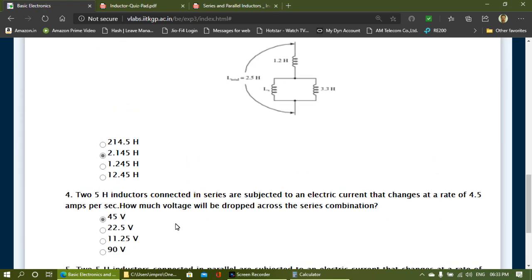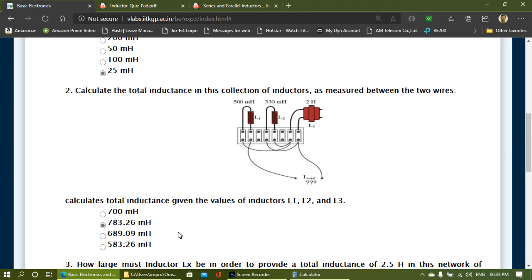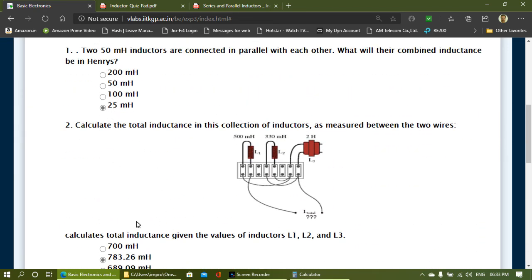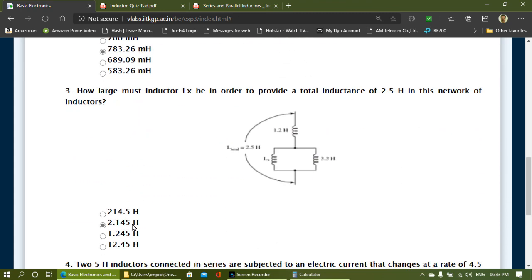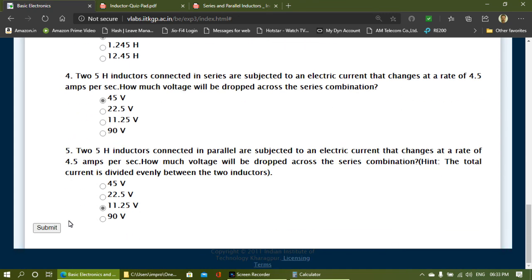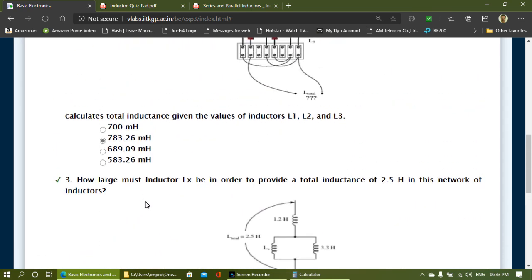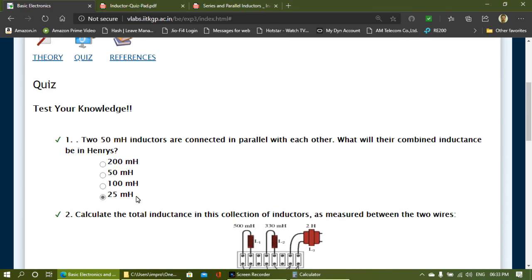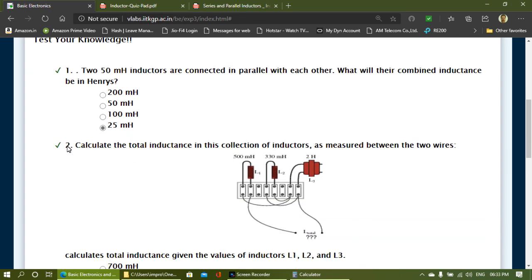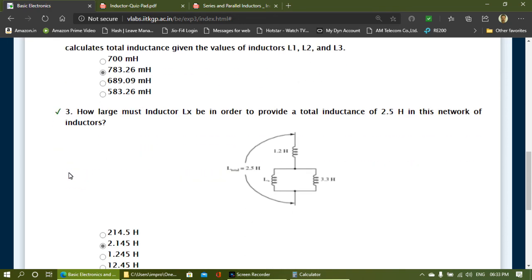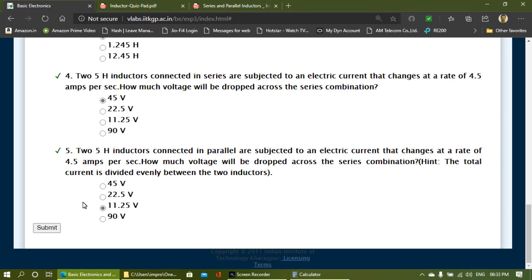Now let's check again if you have missed any. No, question number 1, 2 is completed, 3 is completed, 4 is completed, and 5 also. So click submit. Let's check what the website administrator has given you. Yes, it has been checked, all are okay.